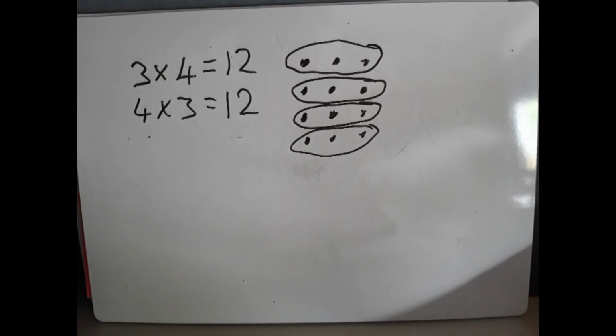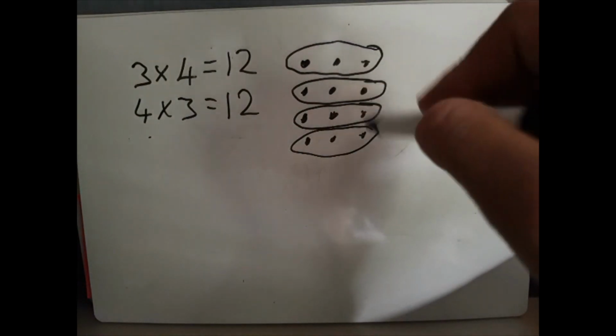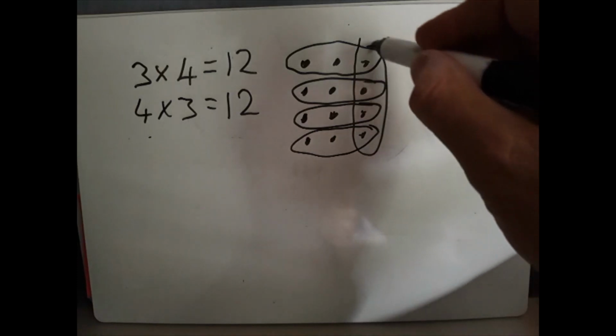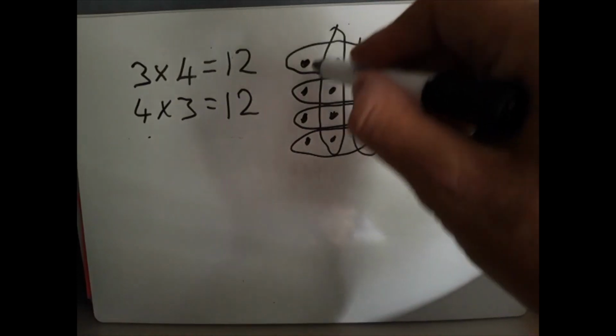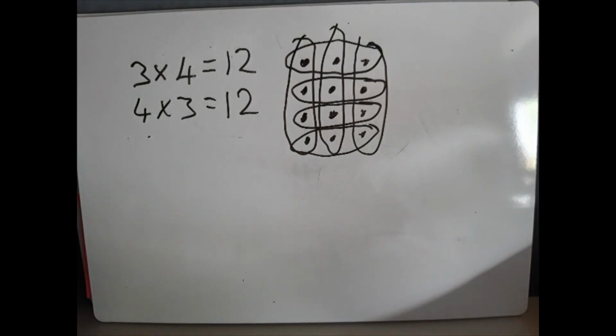3 times 4 equals 12. We can also think about it as groups of 4. Because look, there's a group of 4 there, there's another group of 4 there, and there is another group of 4 there. So I've got 3 of those groups of 4, so 4 times 3 also equals 12.